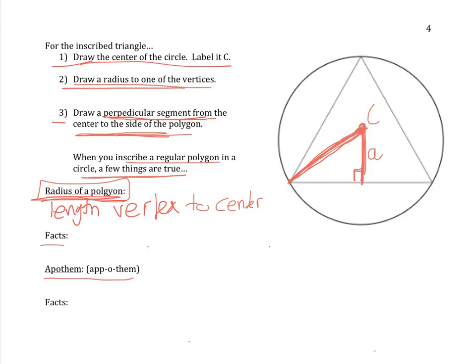So the apothem is the perpendicular segment from the center to a side of the polygon. The perpendicular segment from the center to a side of the polygon. And we call it a.